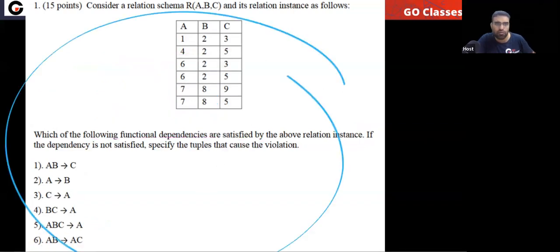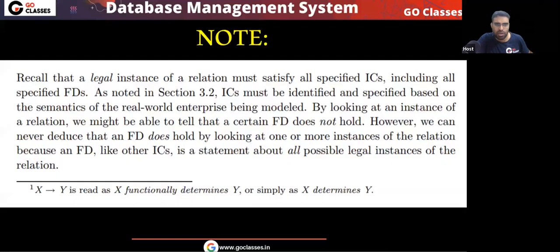So this question you can take as a homework. Now let's move on. So I hope you understood.